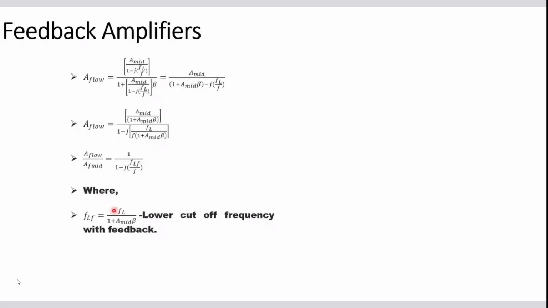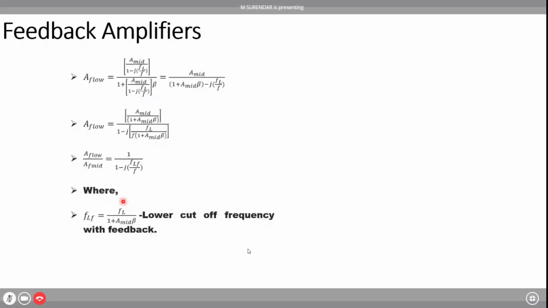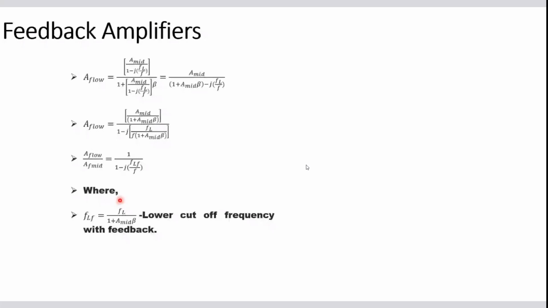You have a lower cutoff frequency and the upper cutoff frequency. I hope you remember that with respect to the characteristic of an RC coupled amplifier, and the plot of that amplifier. Then only you will get a bandwidth. So FL is the lower cutoff frequency without feedback, and FLF is the lower cutoff frequency with the feedback. So now we are moving on to the upper cutoff frequency.